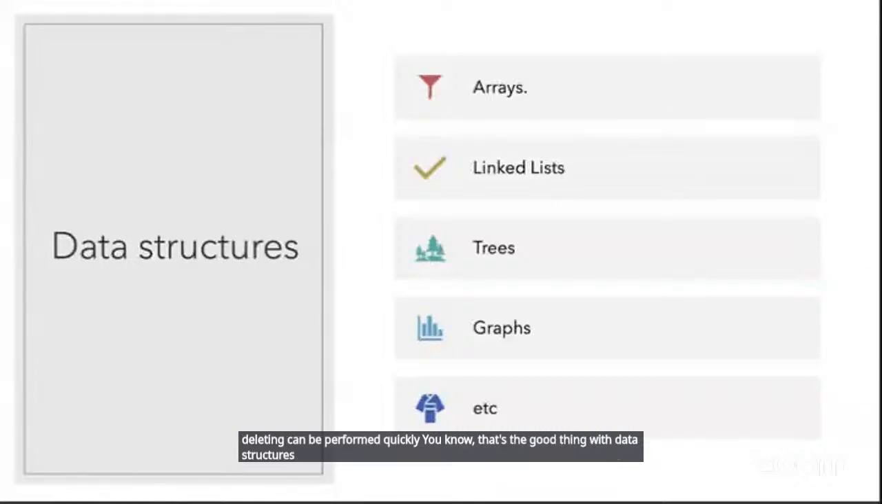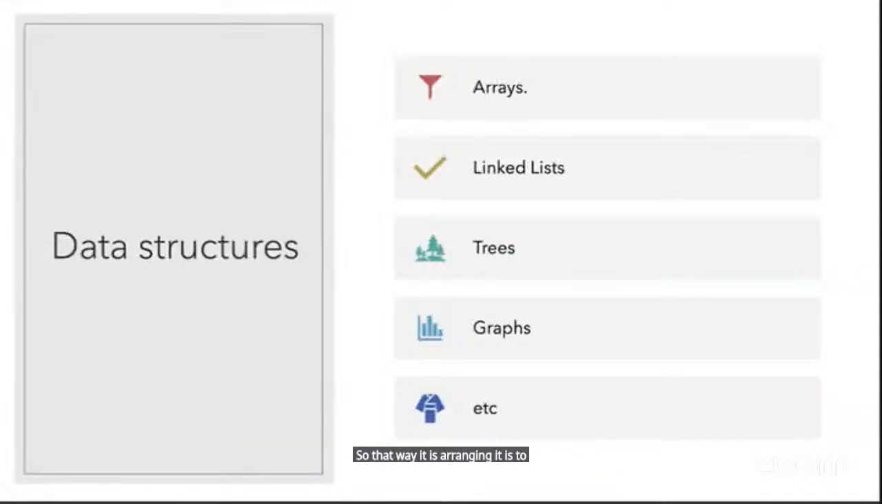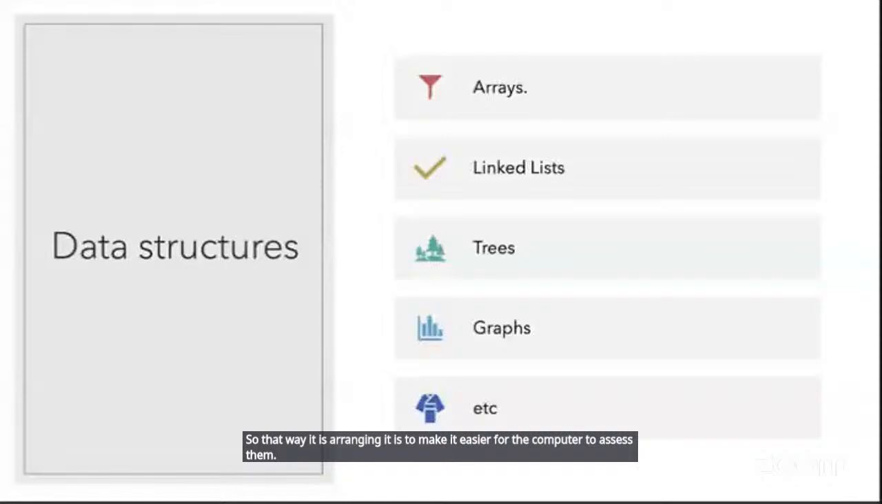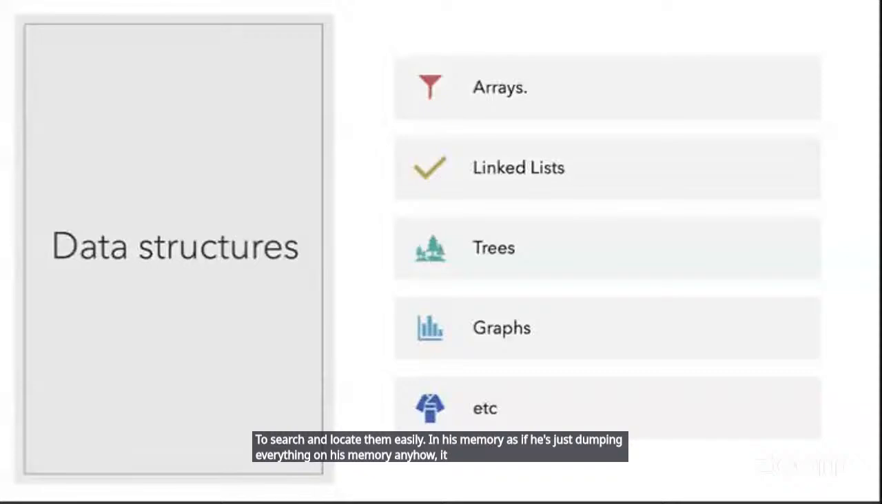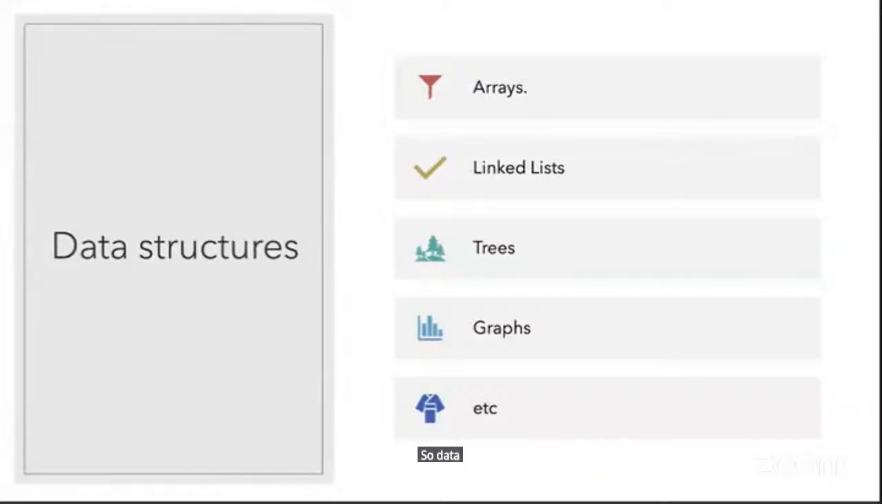It's a way the computer is arranging whatever you are giving it in its memory. So the way it is arranging it is to make it easier for the computer to access them, to do whatever it wants to do with them, to process them, to search and locate them easily in its memory. Else, if it's just dumping everything in its memory anyhow, it will be very difficult to access one particular data or one particular information in its memory. So data structures, they are what? Ways of organizing and storing data so that it can be accessed and modified efficiently.